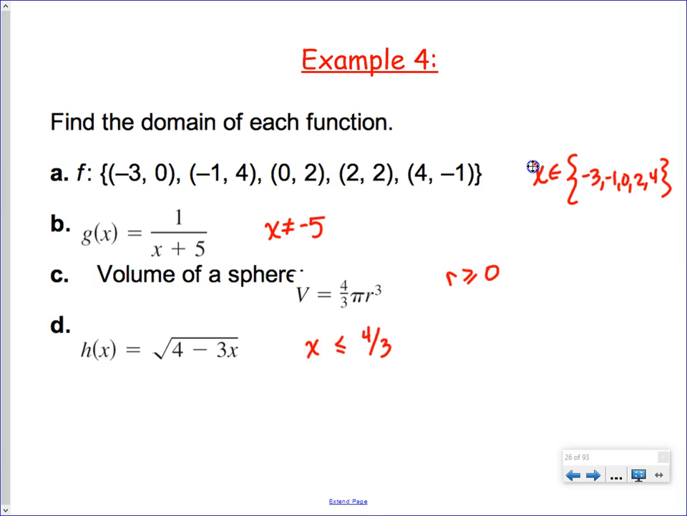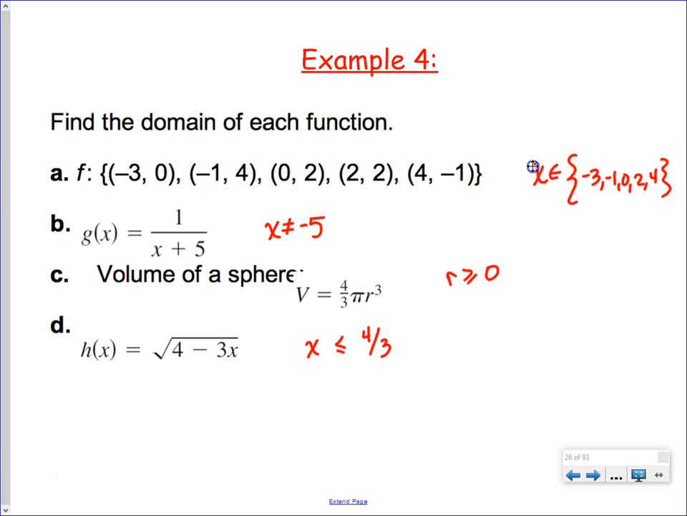Alright, what do you guys think? Okay. We haven't talked about interval notation yet this year, so I just use strict inequalities. Any questions or comments? Okay, how about reasons why?